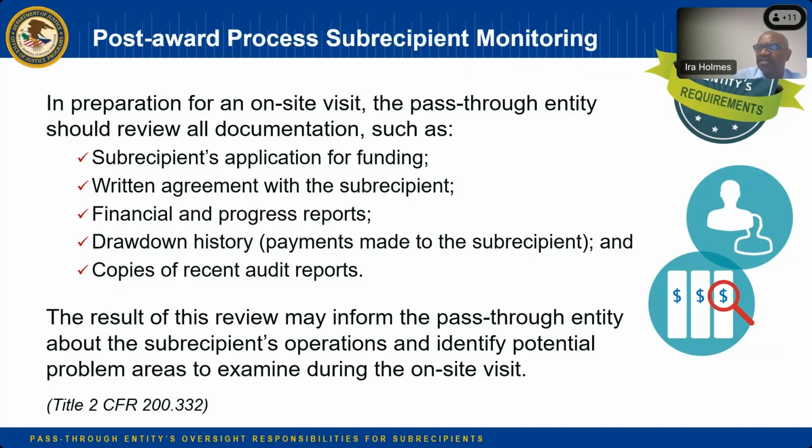And when I said drawdown history, let me give you an example of what you're looking for. If you see drawdowns of 90% of the funds have already occurred, and then your program report tells you that 10% of the projected program work has been completed, that's a red flag. They've drawn down 90% and only done 10% of the work on the program. That's the kind of thing you're looking for in monitoring when you're preparing to do your on-site visit.